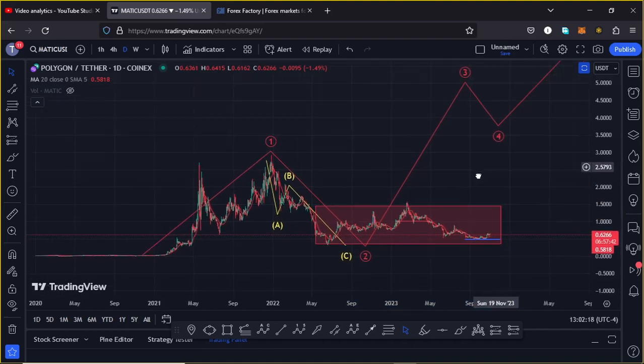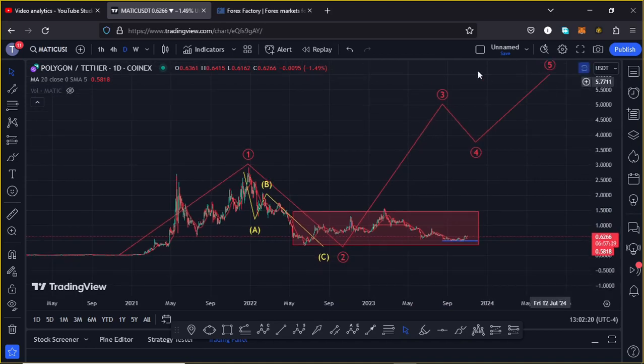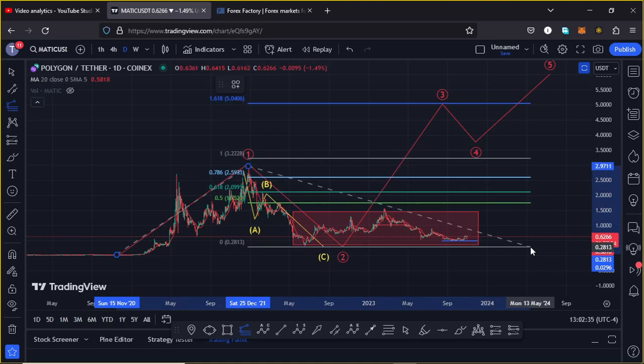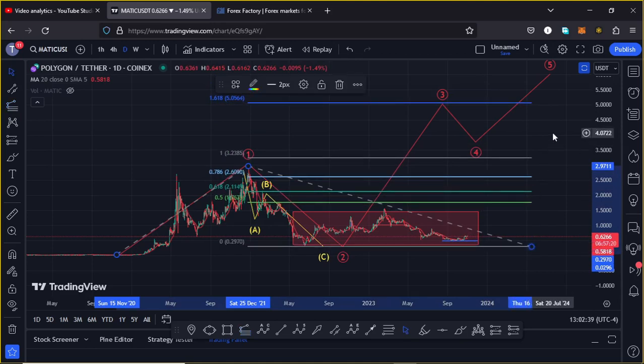And Matic is now ready for an impulsive move in the formation of this wave 3, whose minimum target areas can be given by connecting the trend-based Fibonacci from the low of the first wave to the high of that wave 1, then dragging the fibs to the low of the second wave, giving me a minimum target area for the third wave at the fib level 1.618, and that is at around the $5 mark, which is the minimum that we can expect that wave 3 to the upper side to do.